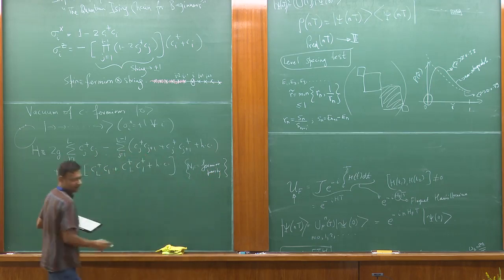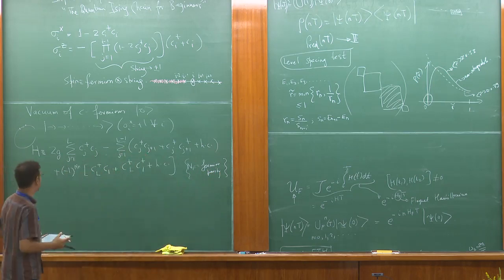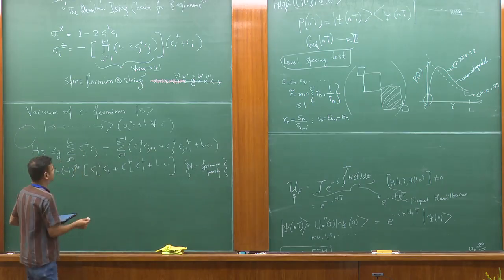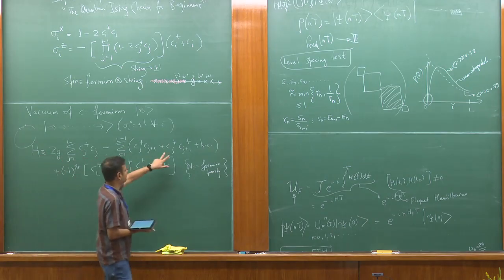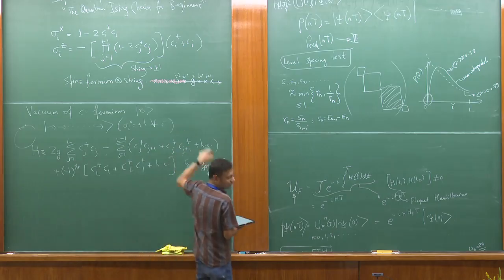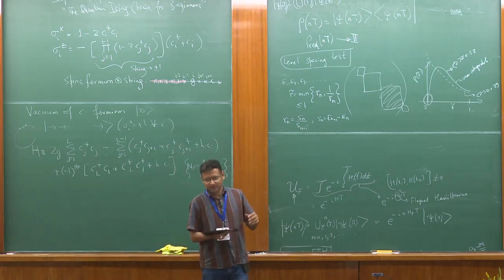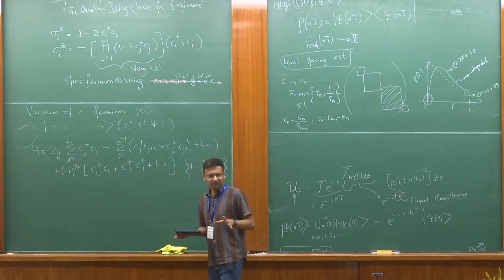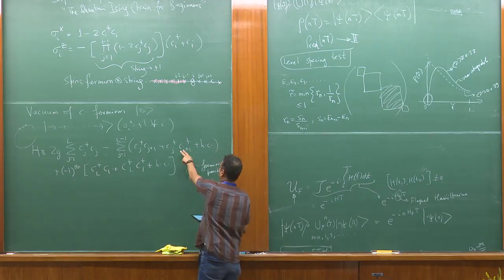So you stare at this Hamiltonian. In this Hamiltonian, there is a usual fermion number term, right? There's some fermion hopping term, but there's also a term which creates two fermions on consecutive sites or annihilates two fermions on consecutive sites. So the fermion number is not conserved, right? Because there's this term here.